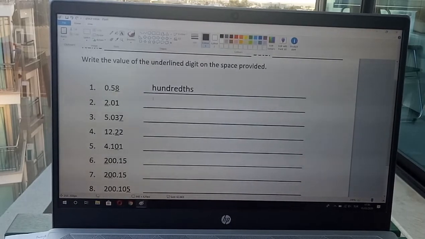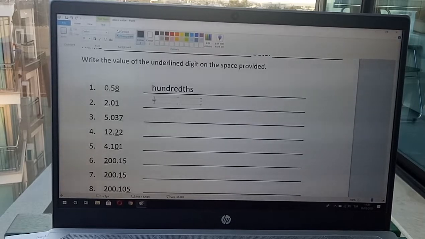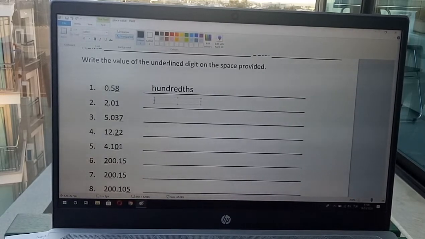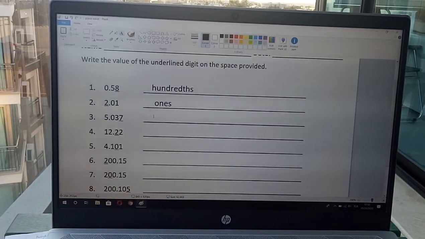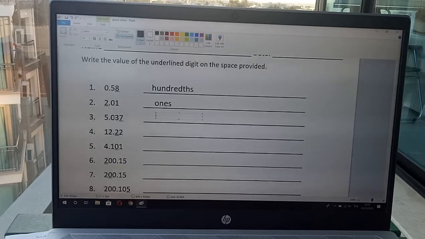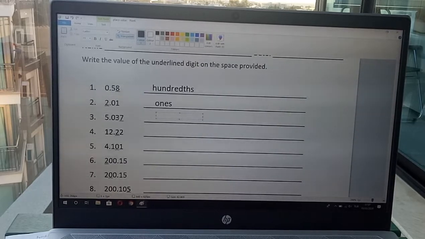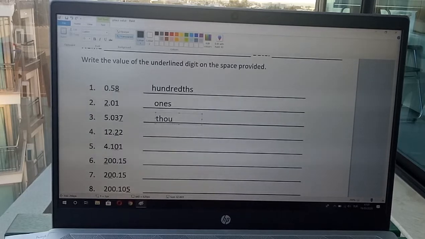Okay, number 2. We have 2.01, and the underlined number is 2. The place value for that is ones. Very good. Number 3, we have 5.037. The underlined number is 7. Therefore, the answer is thousands.